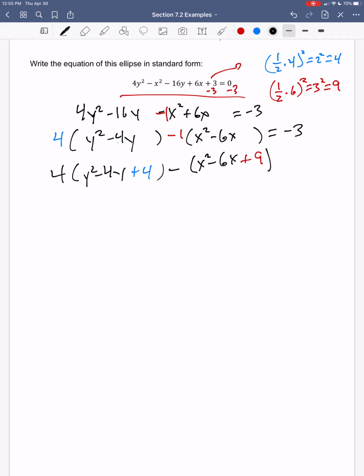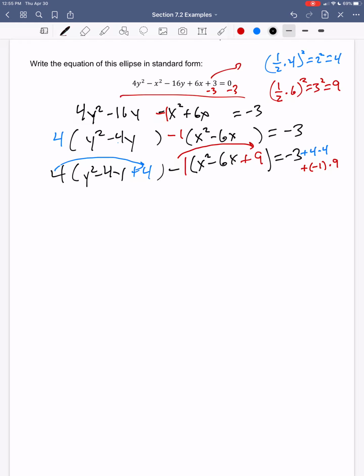And here's the tricky part. Whatever I do to one side, I have to do to the other side. But be careful. Here you think you added 4. But that 4 actually had to get affected by that 4 in front of the parentheses. And here, again, that negative 1 has to get multiplied. So I thought I was adding 9. I was really adding negative 9. So that's, essentially, I could say plus, and then it's negative 1 times 9.